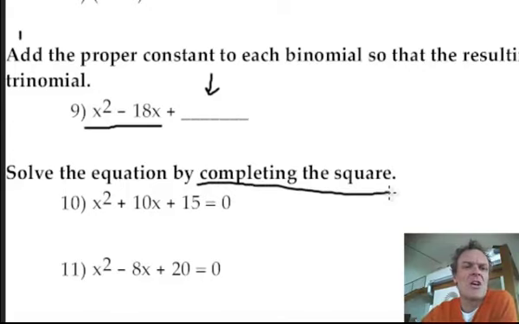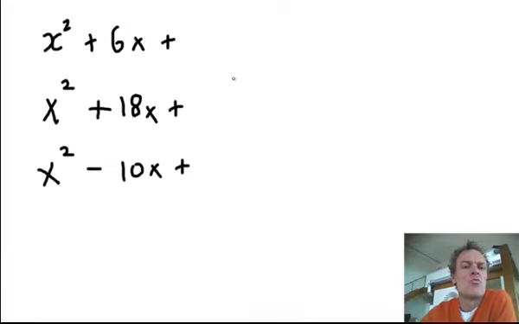So, add a constant to this binomial so that the resulting trinomial is a perfect square trinomial. Okay, what does it mean? Well, let's have a look. I'll quickly show you. Here's what you do. I need to know what to add to this, and this is how it works.